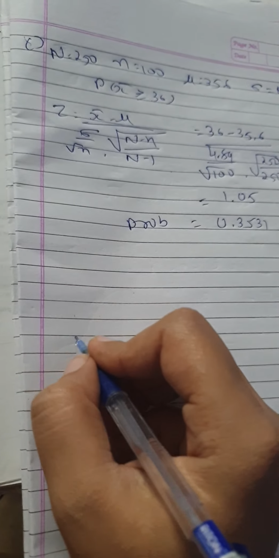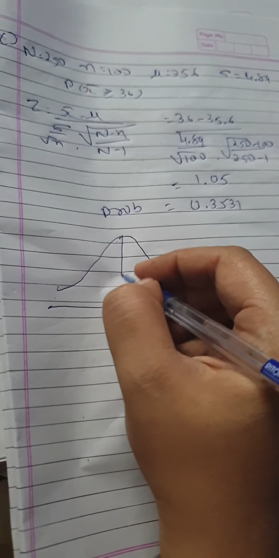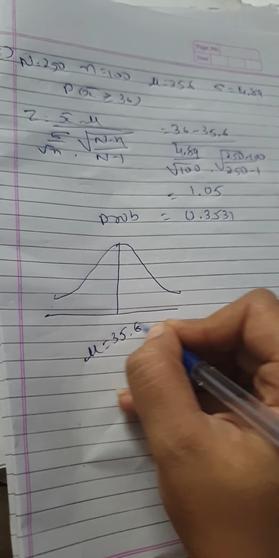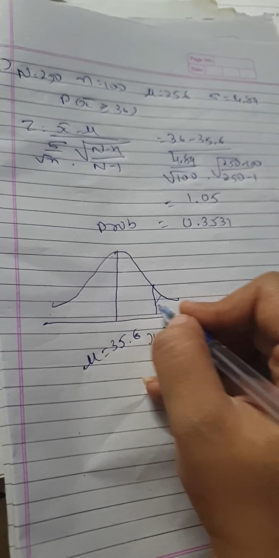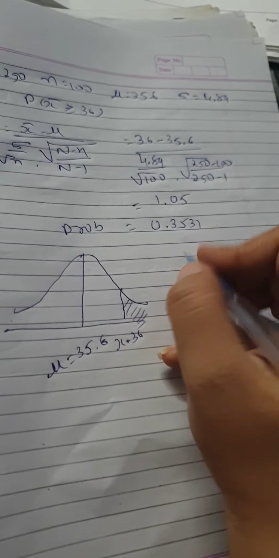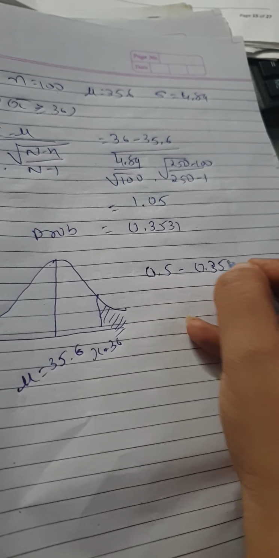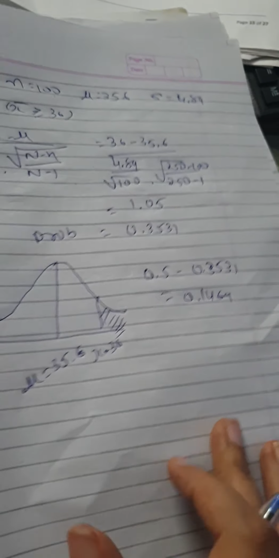0.3531. Then if you draw the normal distribution curve, your mu is 35.6, your x is 36, and you want the greater area. So 0.5 minus 0.3531. So the answer will be 0.1469.